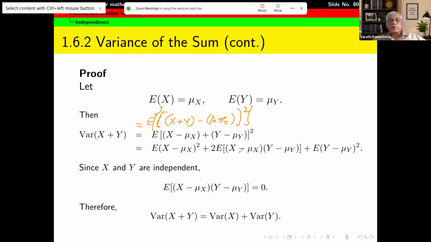Now, because x and y are independent, you can see that this is a function of x only, this is a function of y only. So expected value of this quantity will be equal to expected value of x minus mu x times expected value of y minus mu y, right? That's coming from the previous theorem. But now expected value of x minus mu x will be 0. This is also 0. Therefore, this whole thing will be 0. So what you are left with is this quantity and this one. But that is the variance of x. This is the variance of y. So finally, you get this expression.